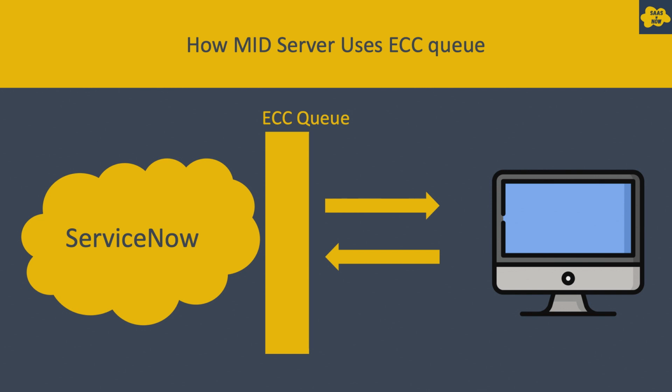Now, this ECC queue stores input and output messages. Input messages are processed in the instance to perform actions in the instance only. And output messages are processed by the MID server to perform some action, maybe for third-party applications as part of the integration.